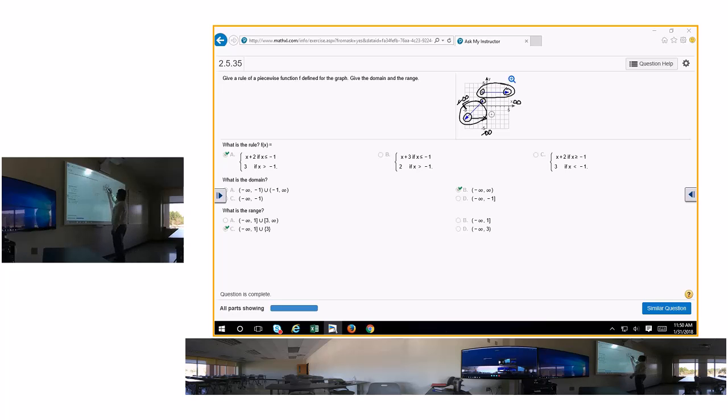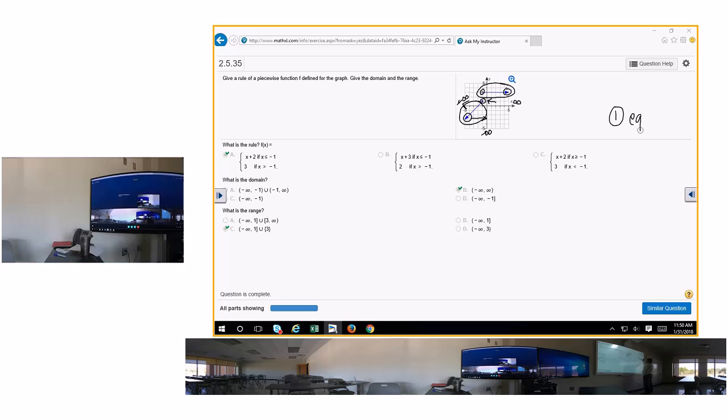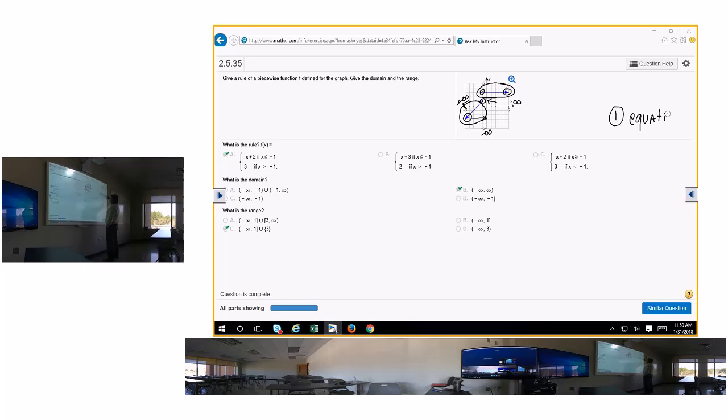Remember, if that was an open circle right here, then it would not be all real numbers. It would be negative infinity to -1, parenthesis, and then -1 to positive infinity. So if you're a list person, first thing you want to do is find the equation of the line. And to do that, you got to have a point, which I just picked a point. You can pick any point, and a slope. And you use the point-slope equation.